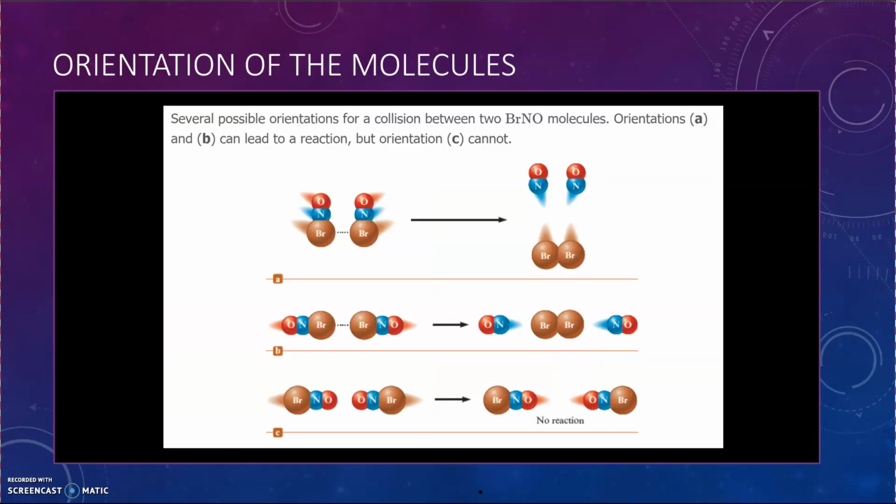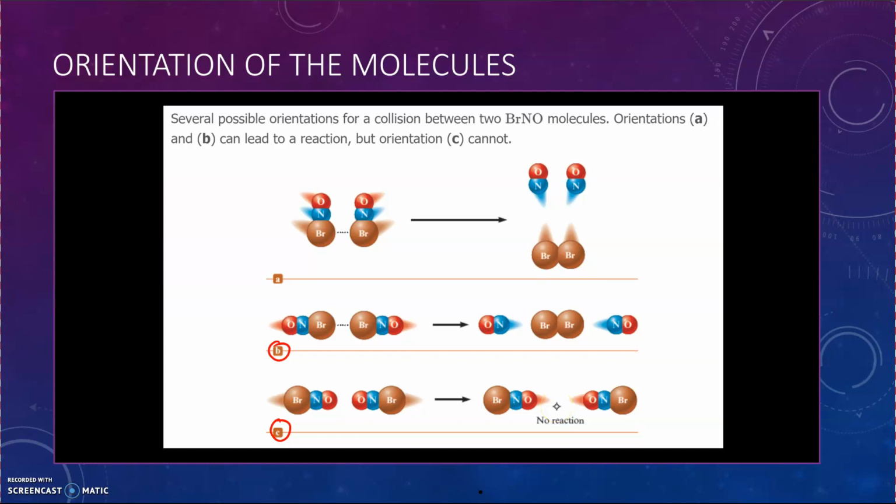Okay, so as I said, it's not enough just to collide with enough energy. It's not enough just to collide. It has to be the proper orientation. So for the reaction that we're just looking at between the BrNOs, you see here that if they approach side by side and they collide, that's going to be a proper orientation. But if you look at B and C here, they can knock into each other. If the two bromines knock into each other, that'll work. But if the oxygens knock into each other, no reaction is going to happen.